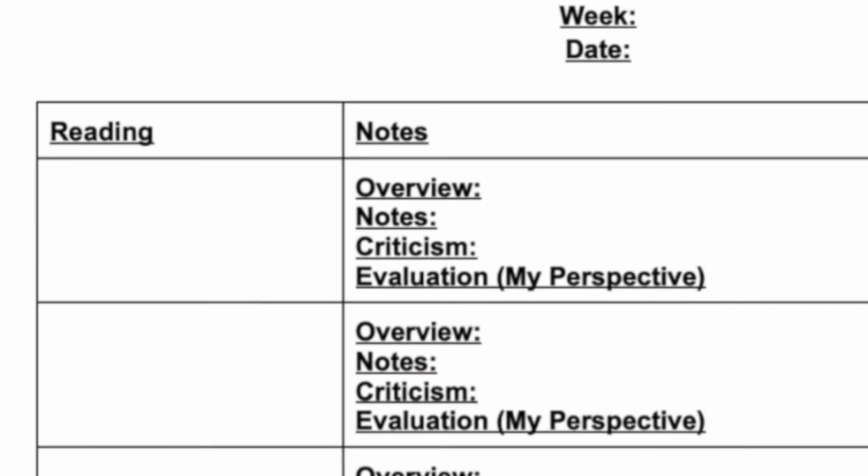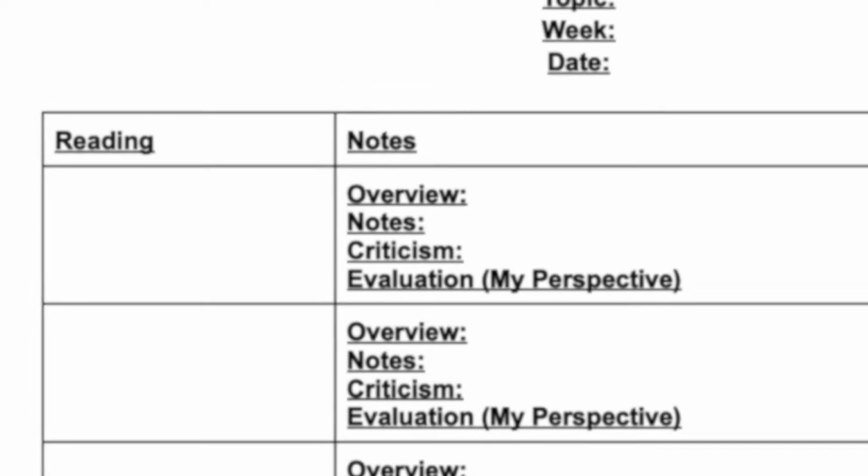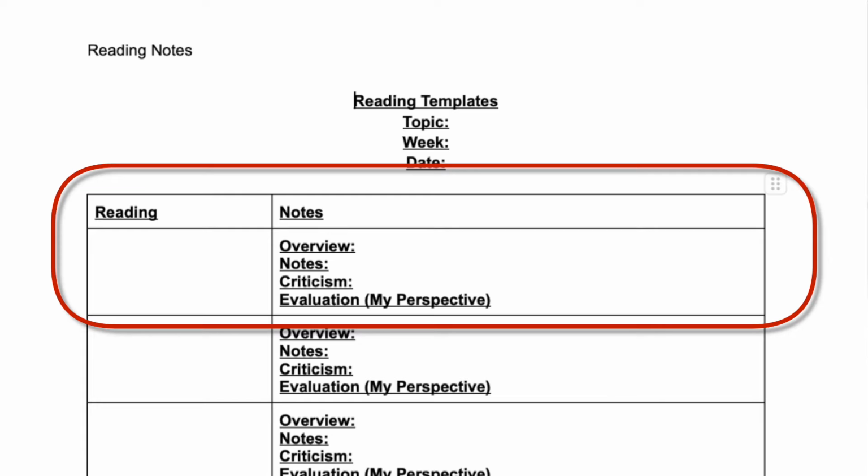as a table. So I would have on the left hand side of the box, I'd put the heading or the name of the author and the name of their title, and then I would have 4 key headings within the table. So the first one would be overview, the second one would be notes, the third one would be criticisms, and the fourth one would be evaluation.